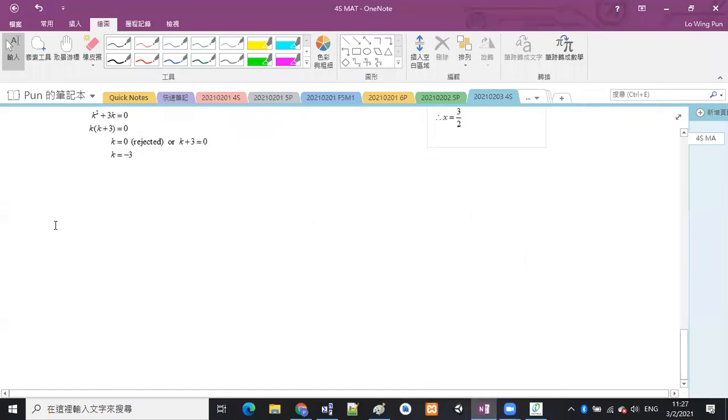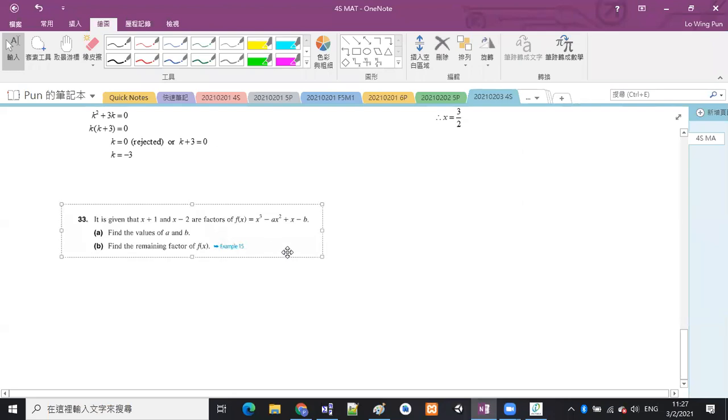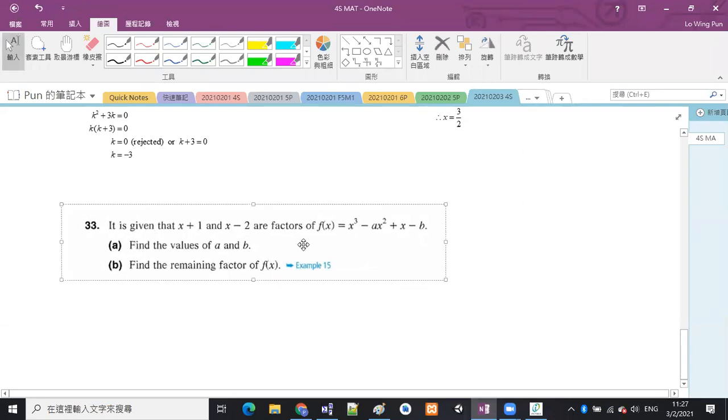What do you expect from question number 33? We have unknown A and unknown B. We have two unknowns, so we should expect we are going to set up simultaneous equations: equation 1, equation 2, and then solve for the two unknowns.